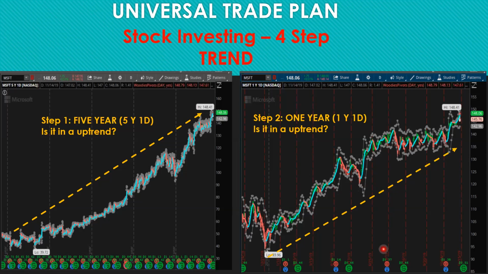You're just going to buy more at a lower price point. So by looking at Microsoft, the 5 year and the 1 year is going in an upward trend. If you see a stock in the 5 year going up, but in the 1 year is going down, then that may be a stock that you might want to put on a watch list, but it's not something you're ready to buy right now. Okay.